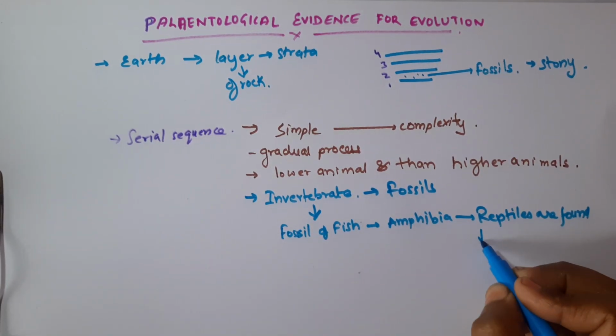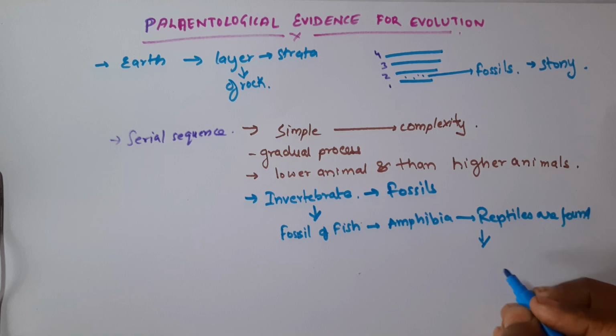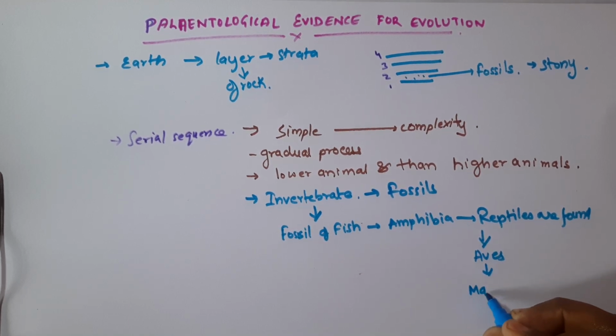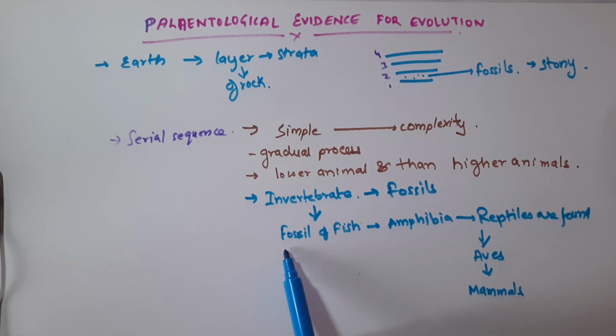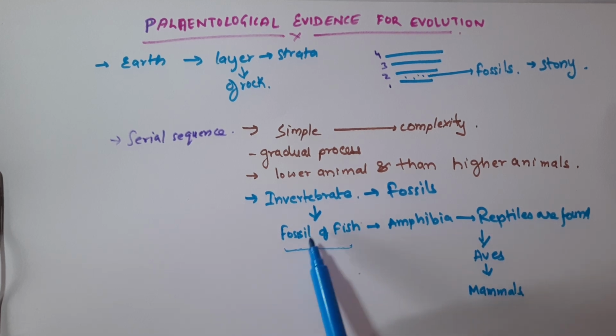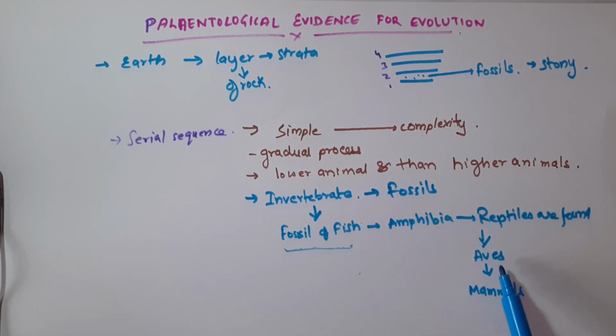After reptiles, the researchers found the fossils of apes, that is the birds, and then the mammals. So we can see from here that life has originated from simplicity, that is from the invertebrates. They give rise to fish, then amphibia, then reptiles, then there is evolution of apes, and finally the highly evolved form, the mammals, are present.